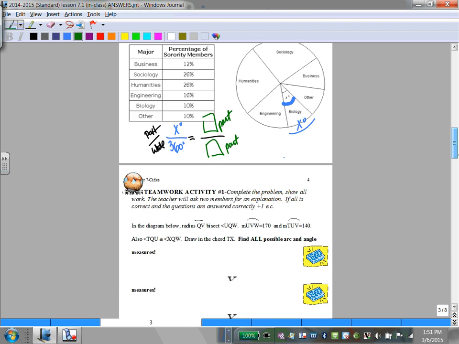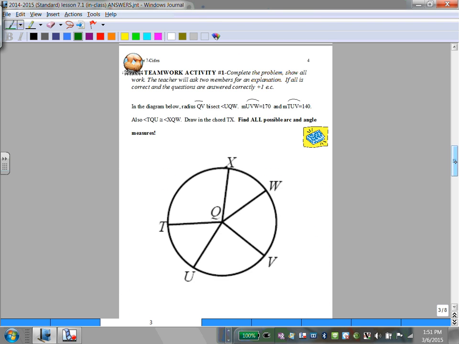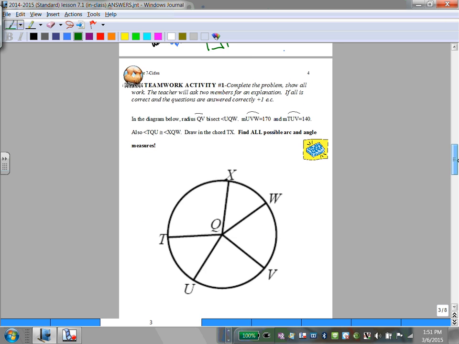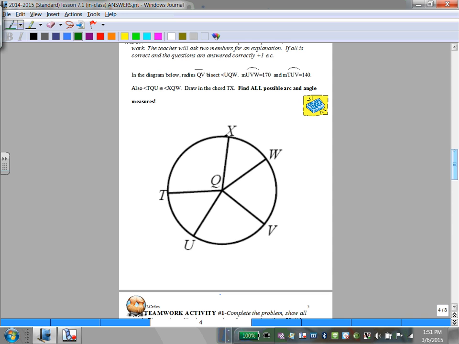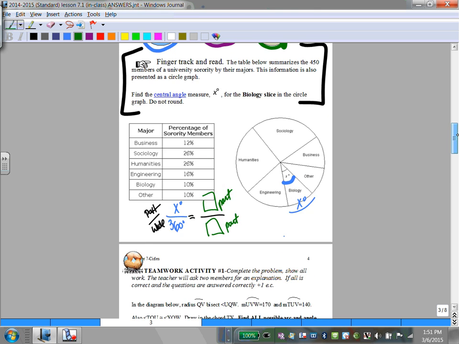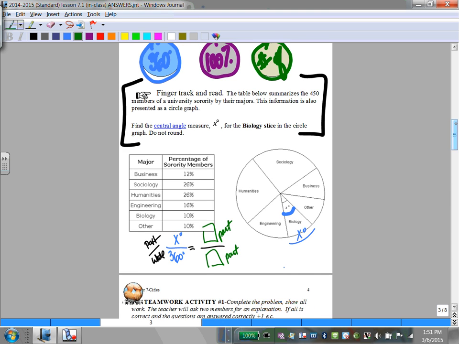Step 2. You do activities 1 and 2. Look here, guys. 1 and 2. You must find all arcs, all angles, and everyone must be able to understand everything in this process. Once you find X, call me over real quick. I'll just nod at you if you're correct or not.